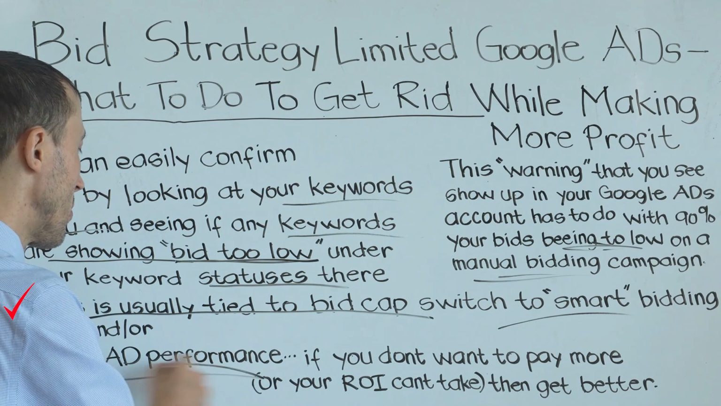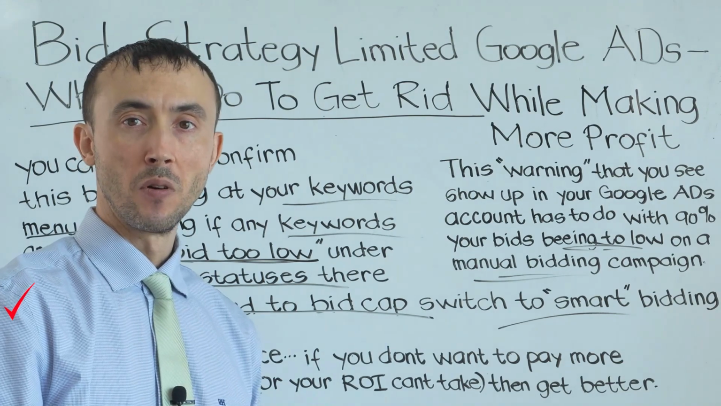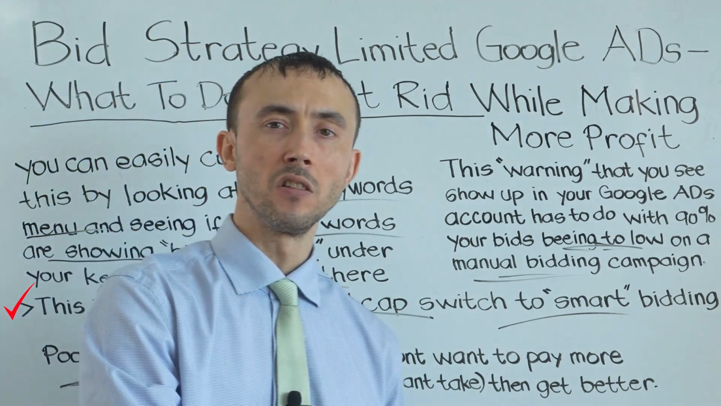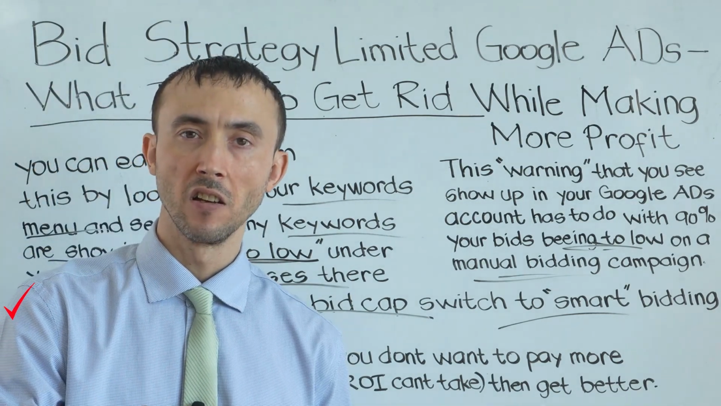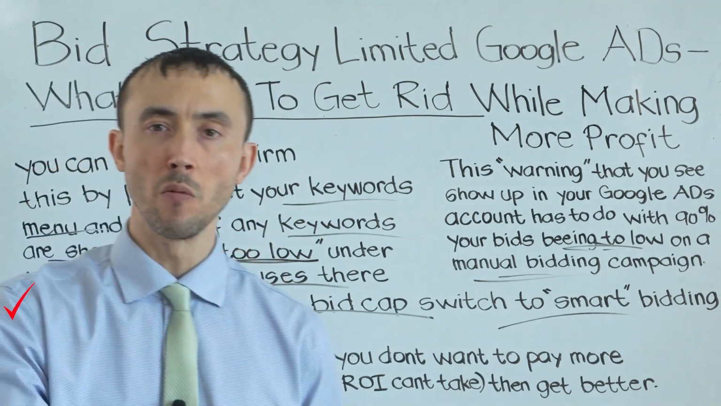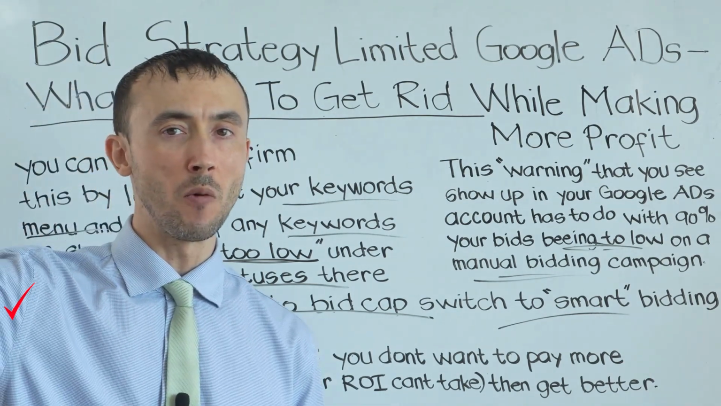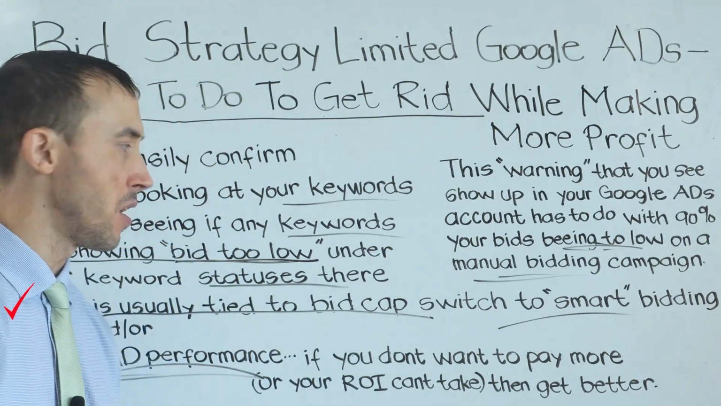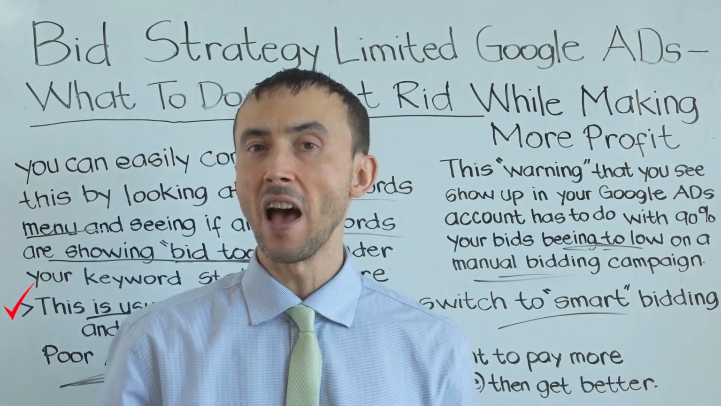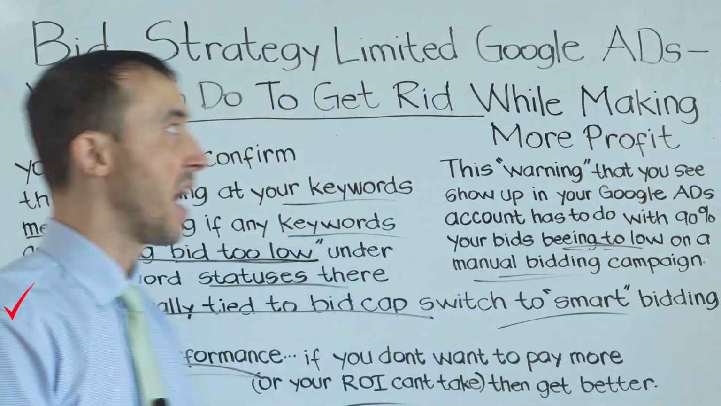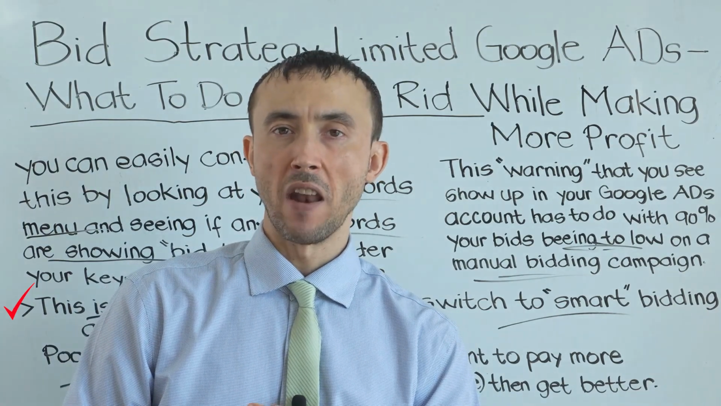That said, the other reason why the bid strategy limited Google Ads warning would show up, indirectly, is because your ad performance is poor. If you don't want to pay more for a click and want this warning to go away and have your ad show up more often without paying more per click, you can actually do that by simply being better. And if your ROI is not where it needs to be, you may not have the opportunity to pay more per click to get shown and have this bid strategy limited Google Ads warning go away. And you have no choice but to be better.